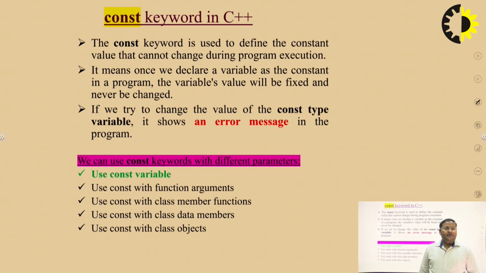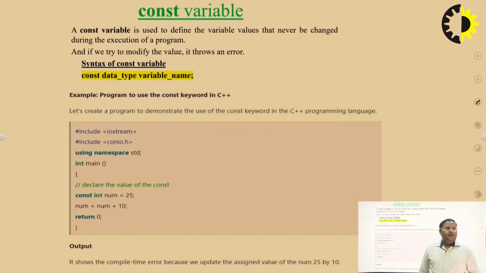We can use const variables in many places. I am giving the example of the const keyword used with a variable. A const variable is used to define variable values that never change during the execution of a program, and if you try to modify the value, then it throws an error. The syntax of a const variable: firstly, we write the keyword const, then the data type, integer, float or double, and the variable name. It may be ABC.